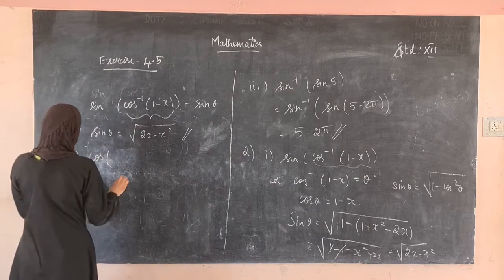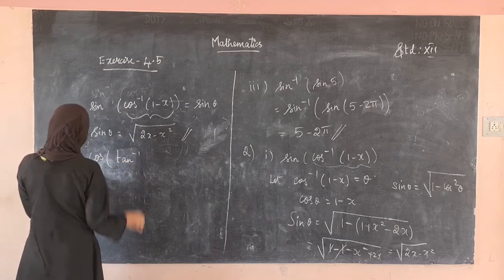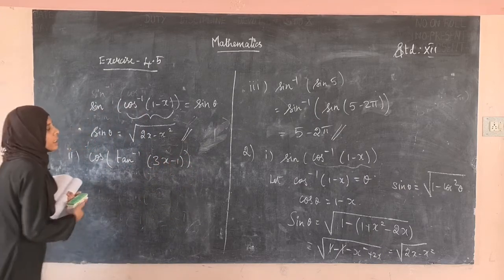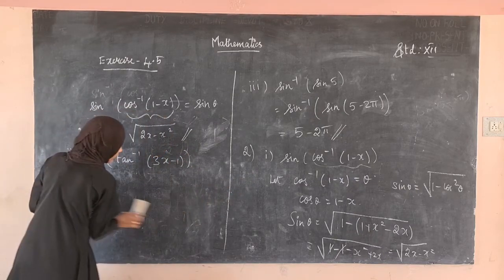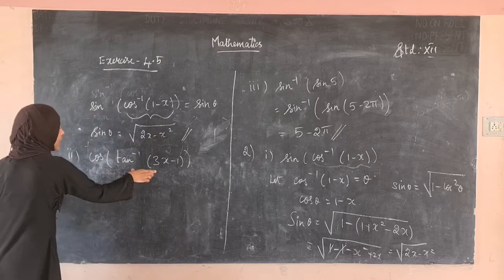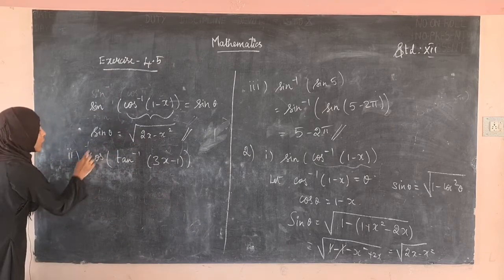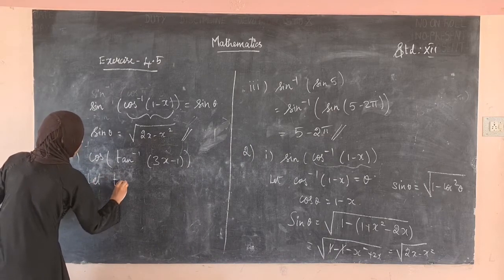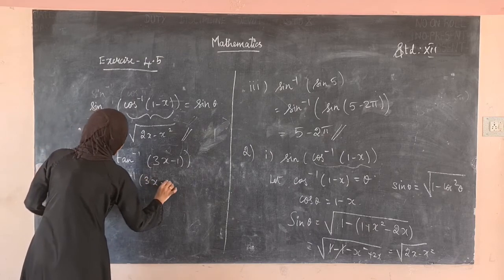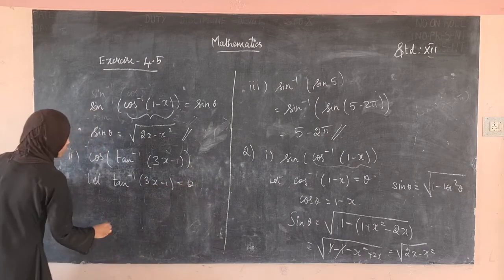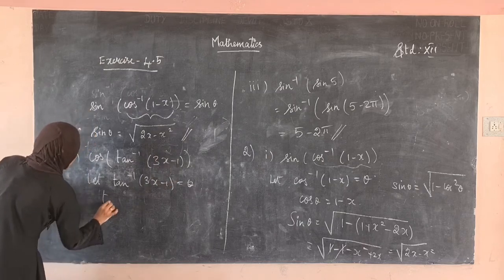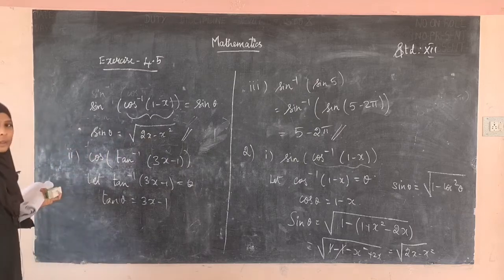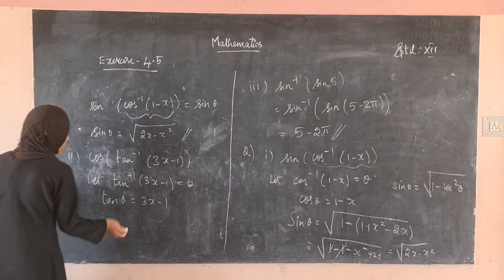Cos of tan inverse of 3x minus 1. This sum should be solved similarly to this. What we have to do is take this as theta. At last what we have to find is cos theta. Now let tan inverse of 3x minus 1 be equal to theta. Then, taking tan inverse to that side, tan theta will be equal to 3x minus 1.